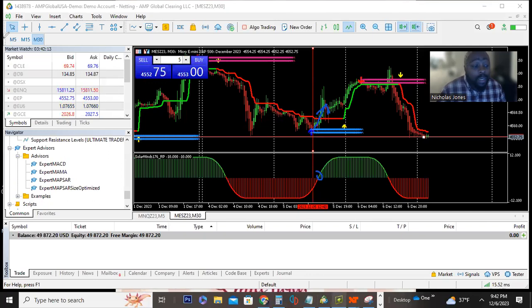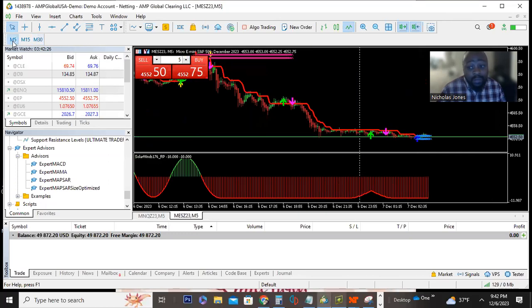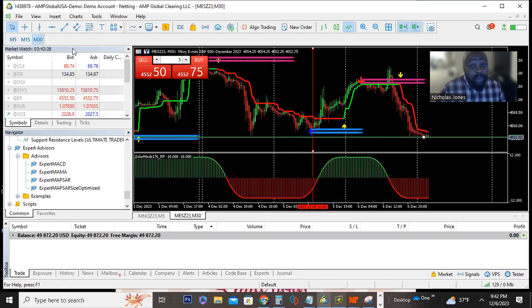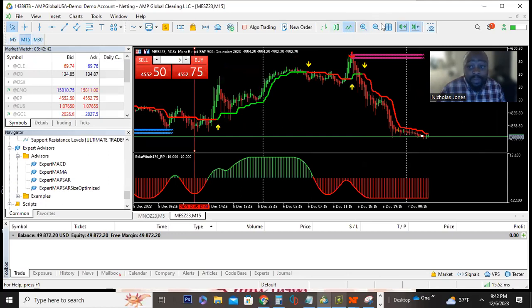So what I did was I started it like this. I went down to the 5. Let me place an arrow. Okay, so this is where the support hit. This is where the crossover hit. So we're going to go right here where the support is. You see this horizontal line on the support. We're going to jump down to the 15.